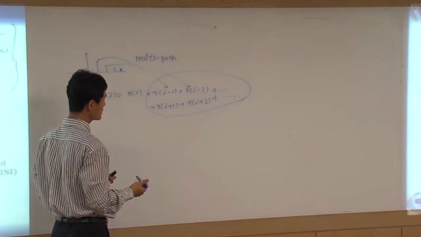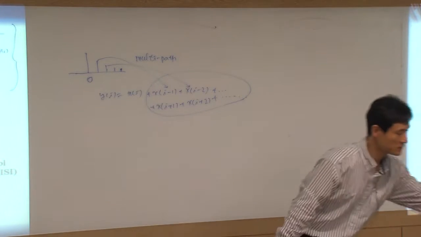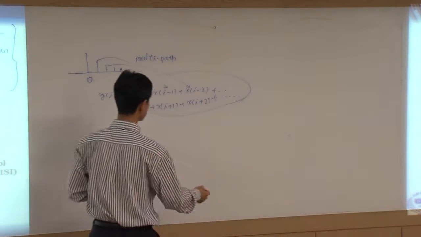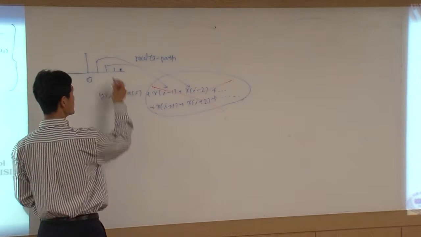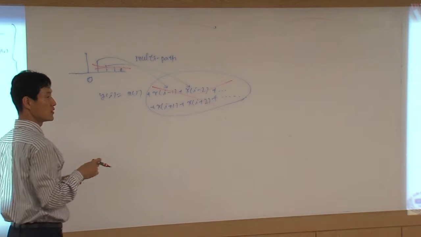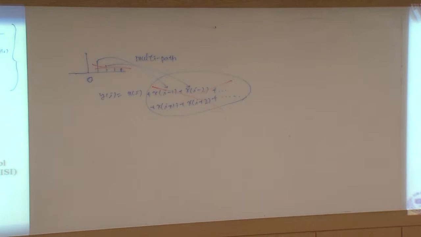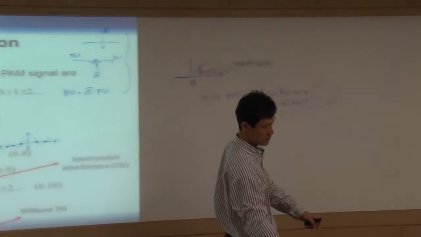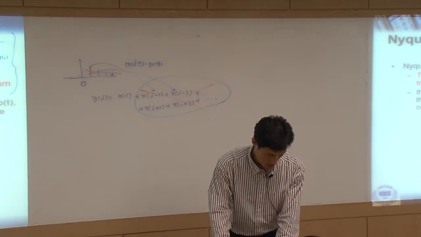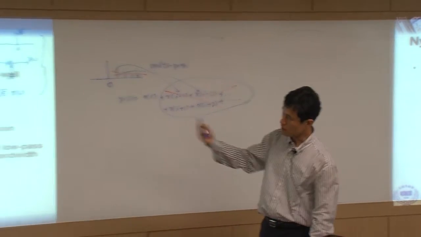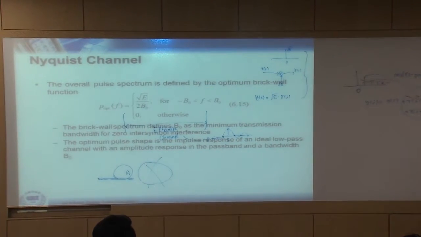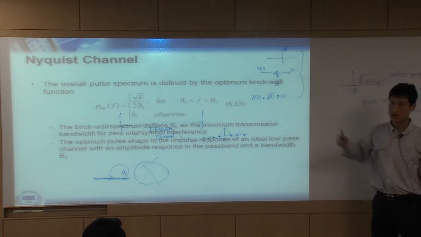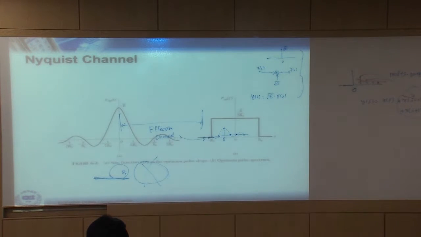So what we want to do is we want to remove all these terms. We want to remove all these things. So eventually we want to get this. Okay? That's what we want, right? So we need to remove that. That's the whole story. So final output that we want is Nyquist channel, because Nyquist channel is this. That is Nyquist channel. That's what we want.